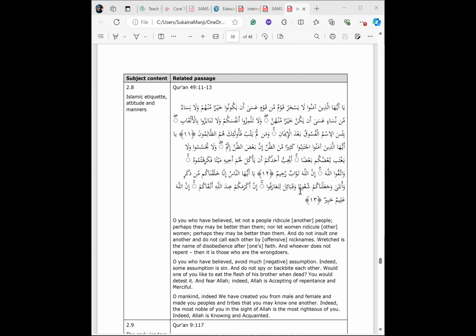Here you can see Allah is telling, "O you who have believed, let not a people ridicule another people." So what does that mean? How does that relate to society? Perhaps they may be better than them. Nor let women ridicule other women. Again, the verse goes on talking about insulting, or calling nicknames to each other.